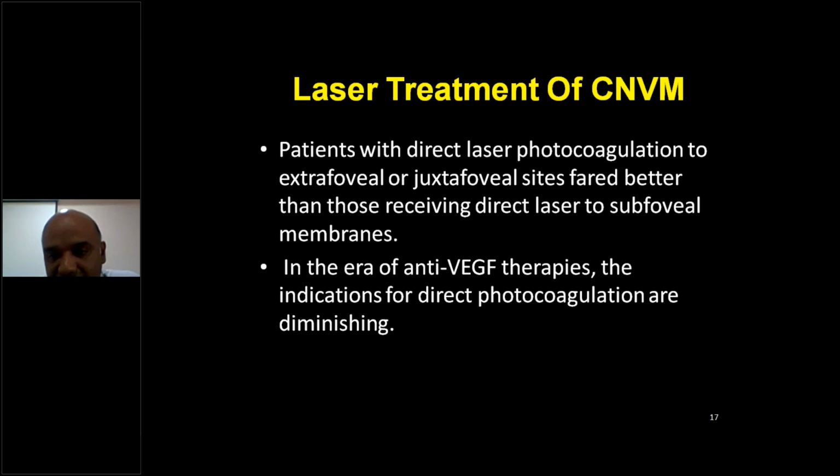What does the laser do? It just goes and burns the retina wherever the leakage is occurring. Once it burns, it forms a scar there, and it prevents further damage. So that was the whole idea of giving laser. But with the advent of anti-VEGF, anti-vascular endothelial growth factors, laser photocoagulation has drastically come down.